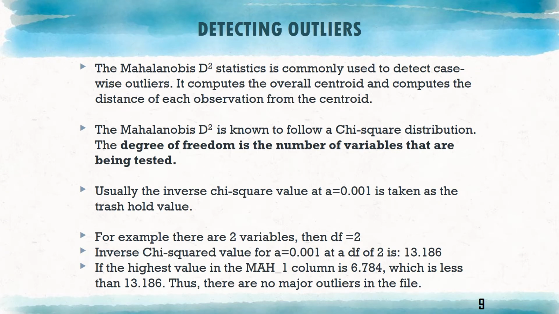Detecting outliers. To detect case-wise outliers, we use the Mahalanobis distance statistic. It computes the overall centroid and computes the distance of each observation from the centroid. The Mahalanobis distance is known to follow a chi-square distribution, where the degrees of freedom is the number of variables being tested. Usually, the chi-square value at alpha 0.01 is taken as the threshold value. For example, if there are two variables, the degrees of freedom is equal to 2, and the chi-square value is equal to 13.816. If the highest value in the statistical test is 6.784, then there are no major outliers.